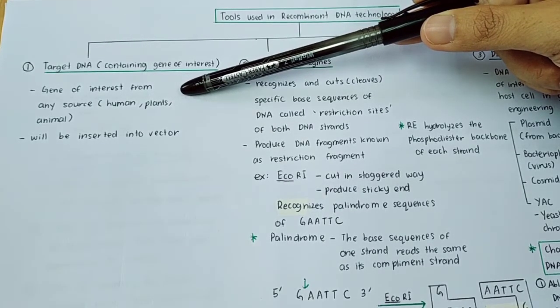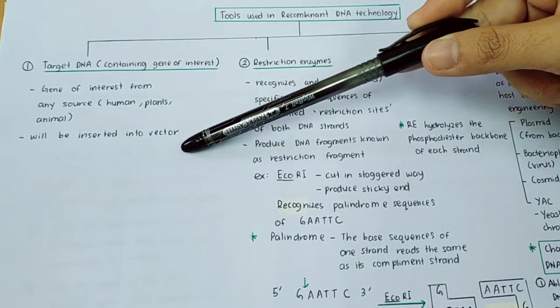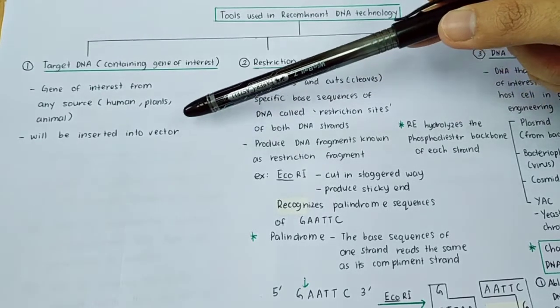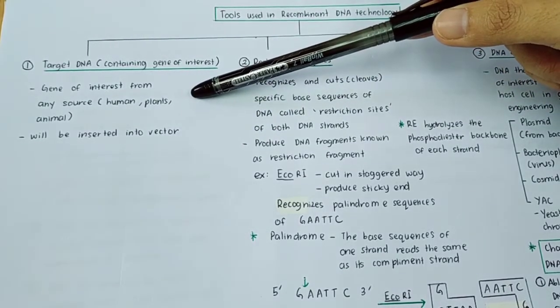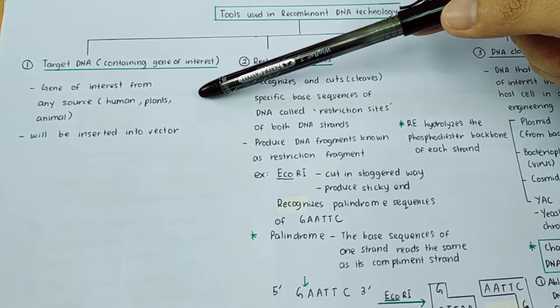For example, from human, plants and also animal. And then the gene of interest later will be inserted into vector. Okay, the example of vector is plasmid. So kalau kita tengok dekat sini, secara ringkasnya, target DNA ni maksudnya adalah DNA yang kita nak. Kenapa kita nak this DNA? Sebab dia ada gene of interest.